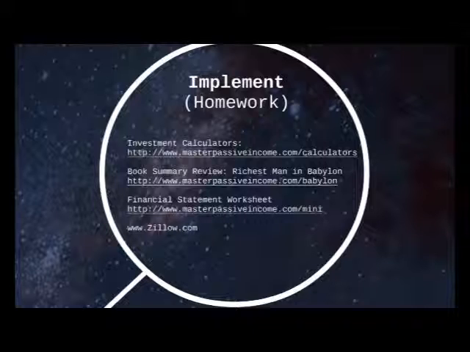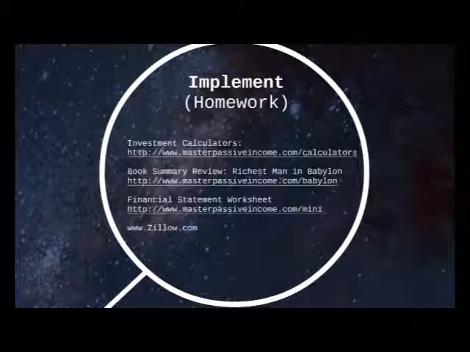Another homework you have is to create a financial statement. So go to my website, masterpassiveincome.com/mini/mini, and download the financial statement worksheet. Now, this worksheet is going to help you figure out all your expenses, all your debt, all your income, all your assets, and basically sum it all together so that you can present it to any bank and they can see your financial history, because they want to know how well you're going to be able to pay back the loan that you're borrowing from them. So go there, download the sheet, fill it out, and you'll have that in your bag so that when you go to get a loan, you'll have that right away.